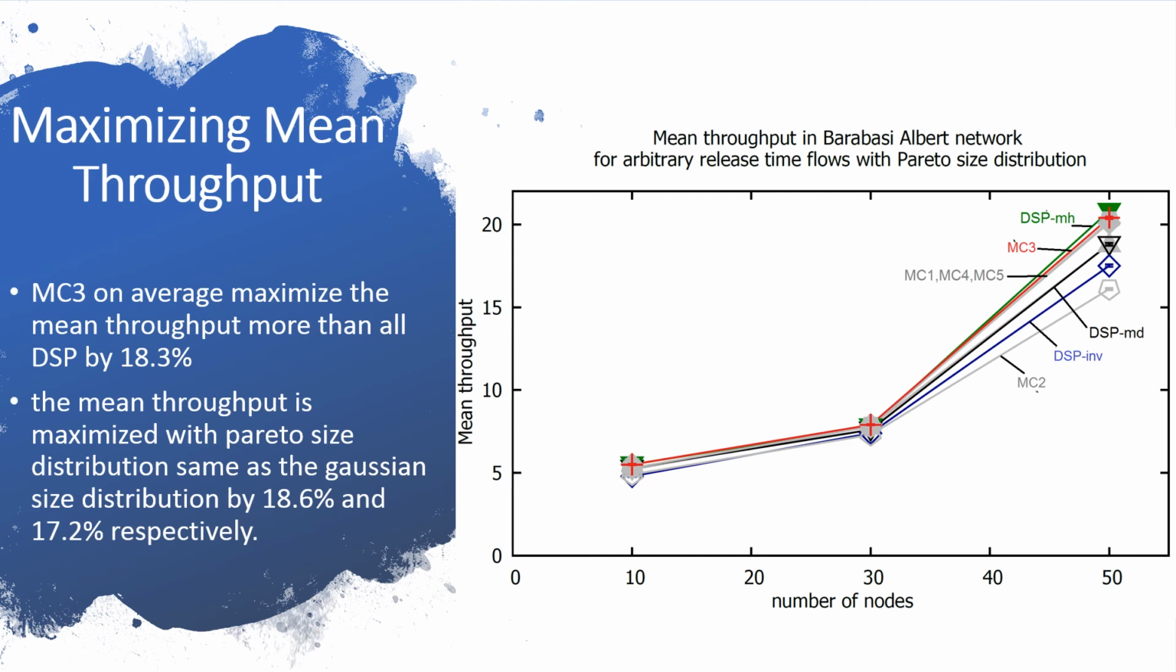However, MC2 has not increased the mean throughput over the DSP. It has minimized it by 5.4%. As for MC1, MC4, and 5, they maximize the mean throughput more than all DSPs on average by 9%.